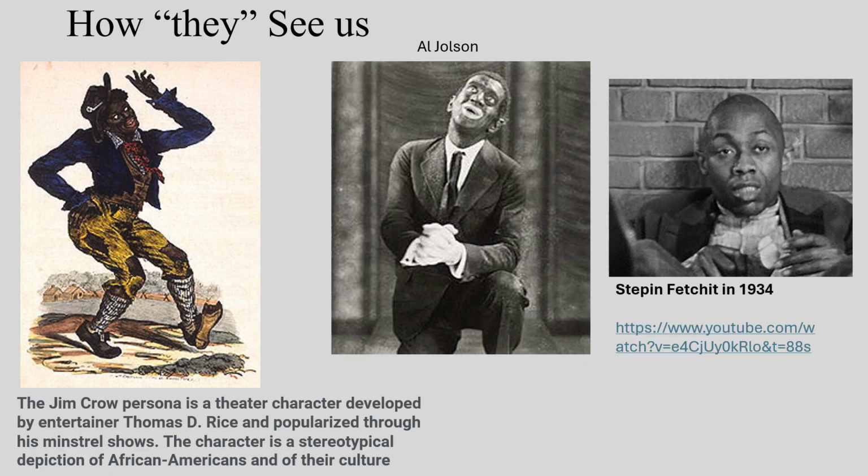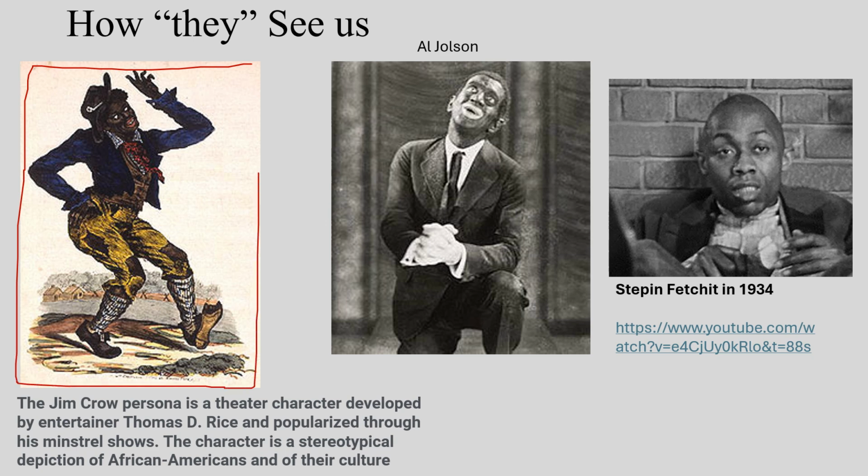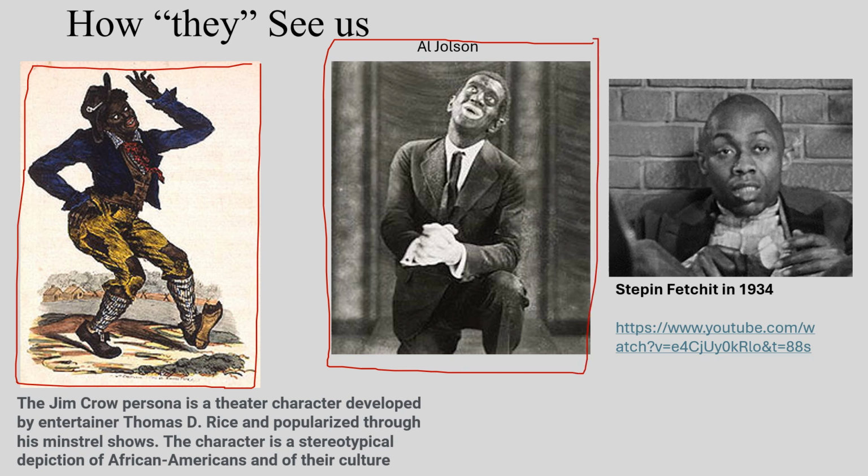So in this slide, how they see us, we see the caricature of Jim Crow from the 1800s, and then I've used this image of Al Jolson, who is in blackface. Al Jolson was a famous actor in the early 1900s, starred in the movie The Jazz Singer, among others, and of course the work of Stepin Fetchit. And Stepin Fetchit is an interesting individual because notice the year 1934.